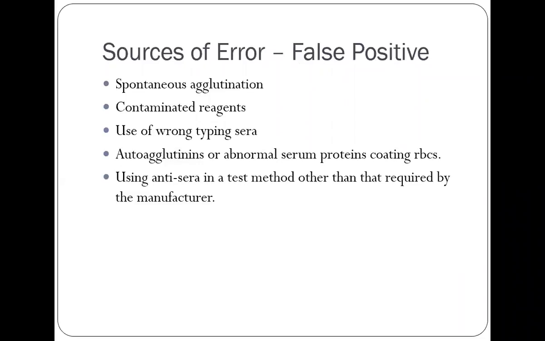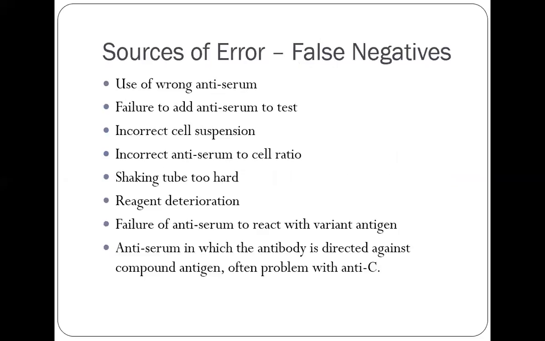Sources of errors. False positives can occur. We need to remember that there can be spontaneous agglutination. You could have contaminated reagents. You might be using the wrong typing sera. There's something known as autoagglutinins or abnormal serum proteins that tend to coat red blood cells, and they can make it look positive when it really isn't. Using antisera in a test method other than required by the manufacturer, if you're not following the exact directions outlined by the manufacturer, you could develop a false positive.